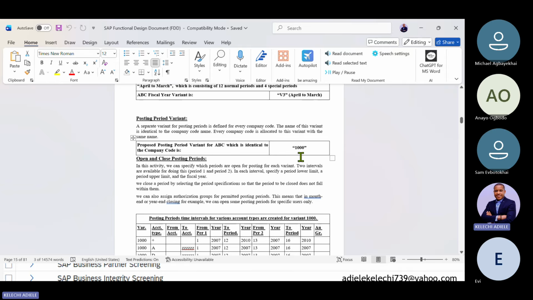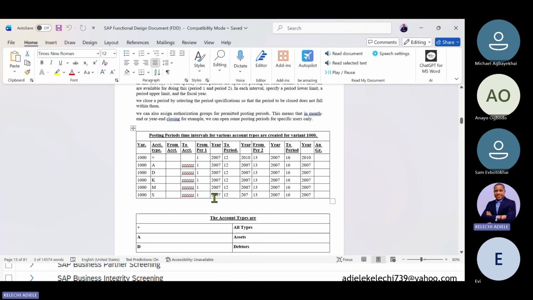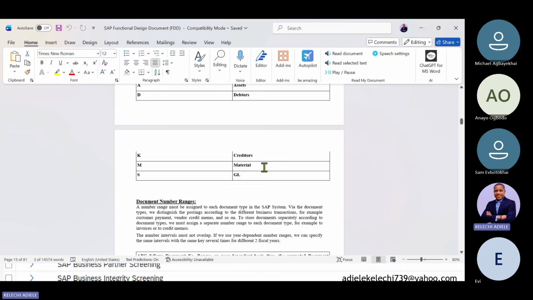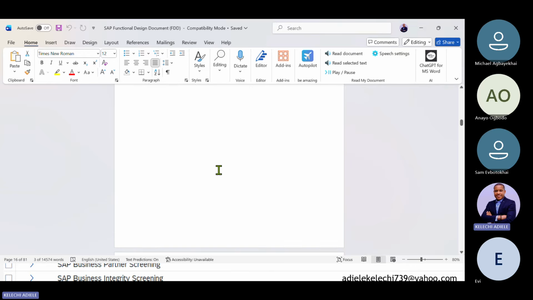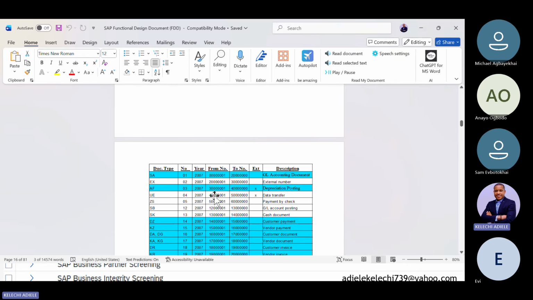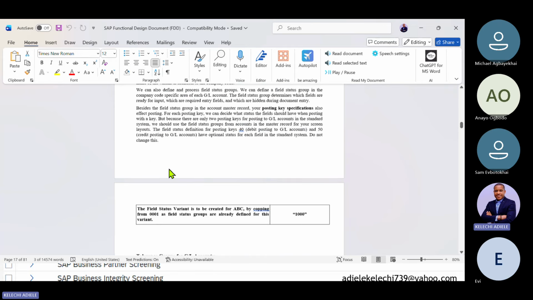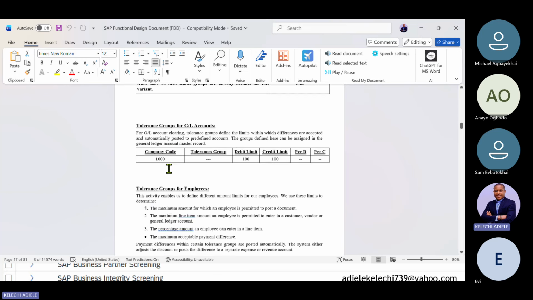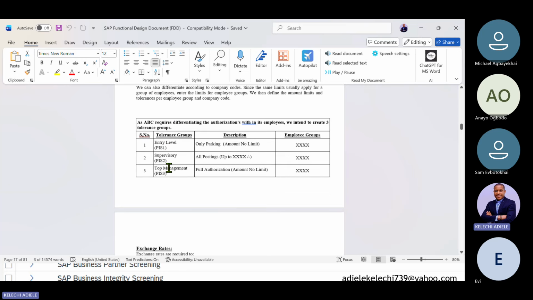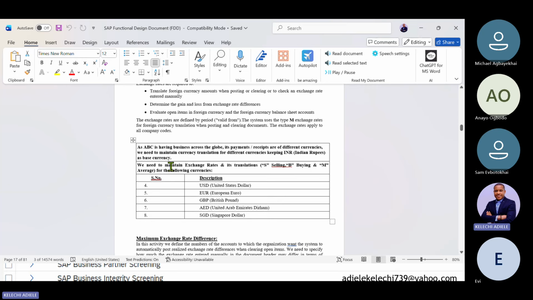Then we have the posting period variant, which has been defined. This is a calendar, how we're going to mark. We have number ranges that we'll definitely copy. So these are the number ranges for all the major document types. We have the field status variants. We have the tolerances. We have the tolerance group for employees. Exchange rate has been defined.